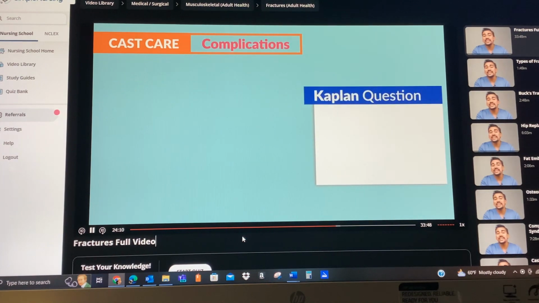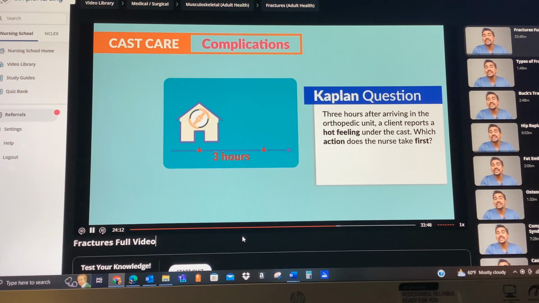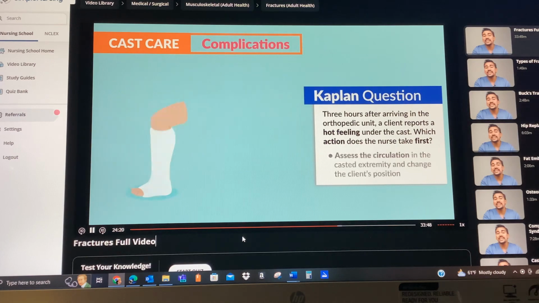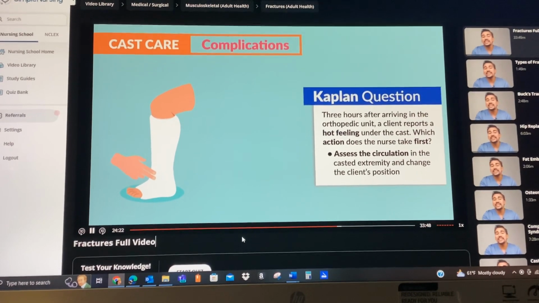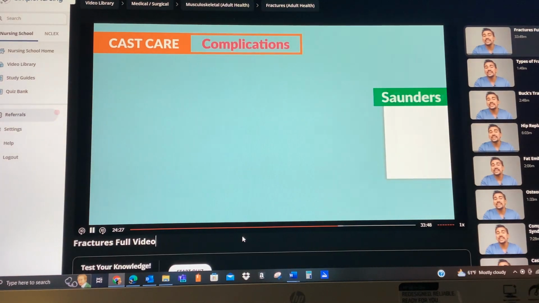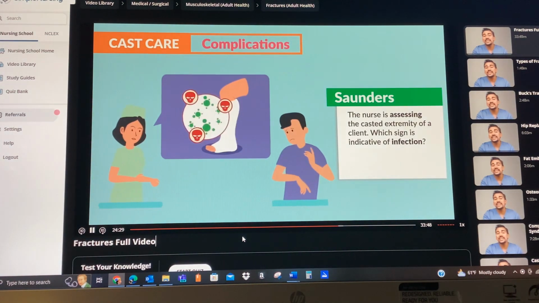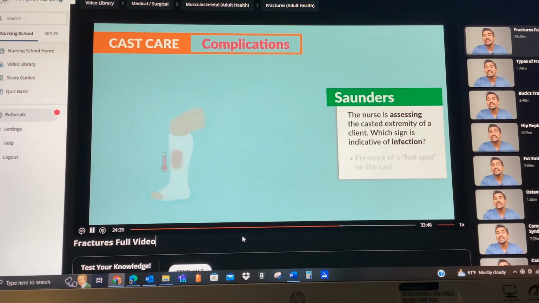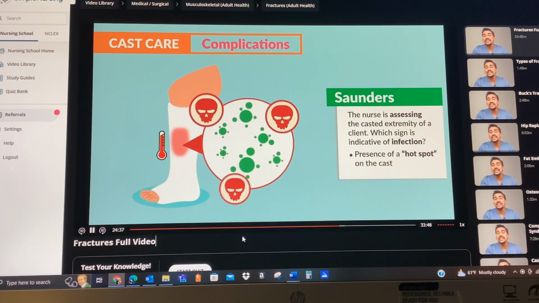So Kaplan mentions, 3 hours after arriving to the orthopedic unit, a client reports a hot feeling under the cast. Which action does the nurse take first? Assess the circulation of the casted extremity and change the client's position. And Saunders mentions, the nurse is assessing the cast extremity of a client. Which sign is indicative of infection? The presence of a hot spot on the cast.